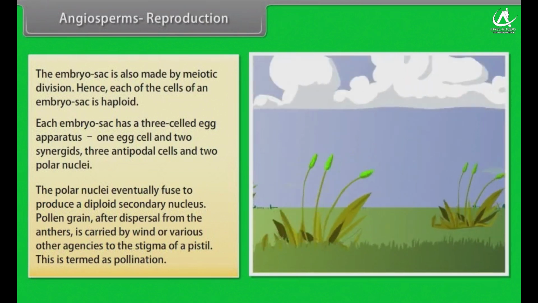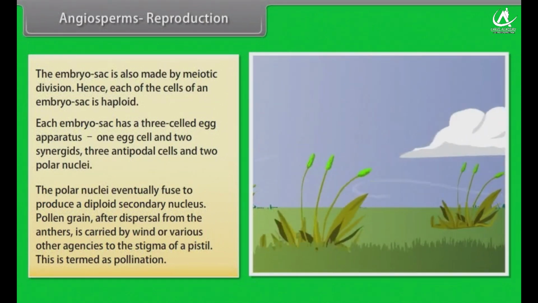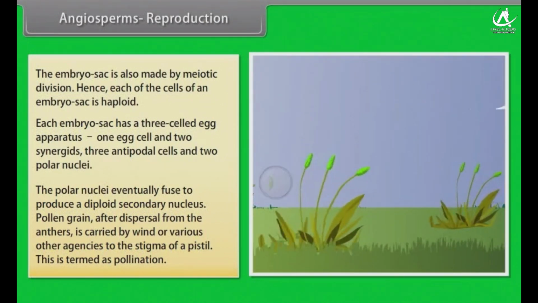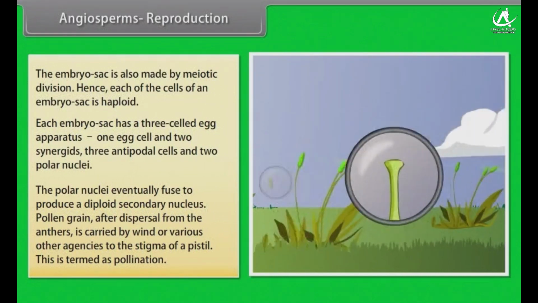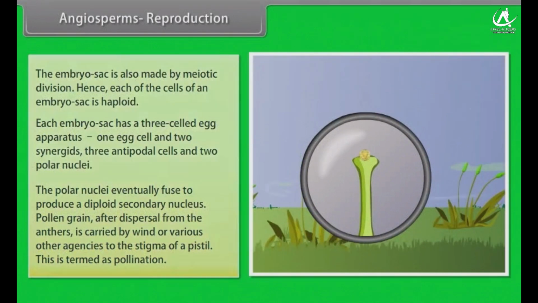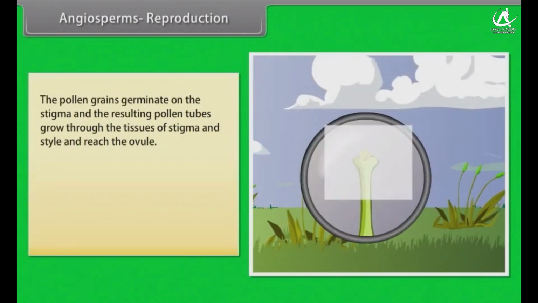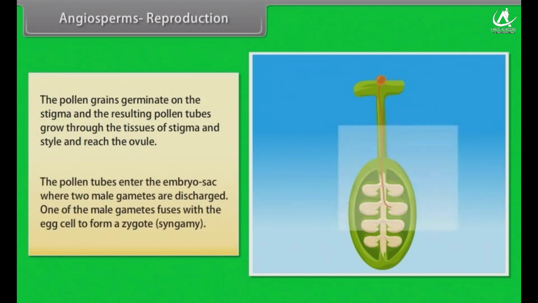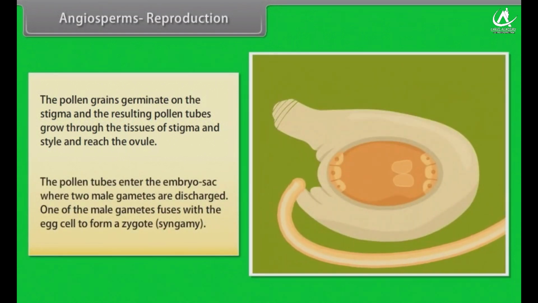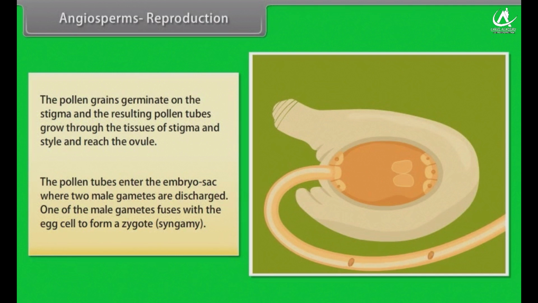Pollen grain, after dispersal from the anthers, is carried by wind or various other agencies to the stigma of a pistil. This is termed as pollination. The pollen grains germinate on the stigma, and the resulting pollen tubes grow through the tissues of stigma and style and reach the ovule. The pollen tubes enter the embryo sac, where 2 male gametes are discharged.